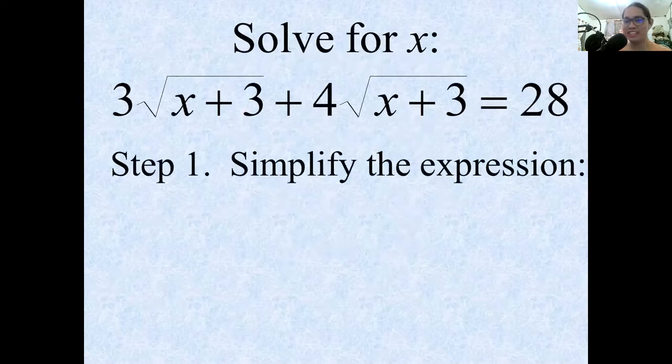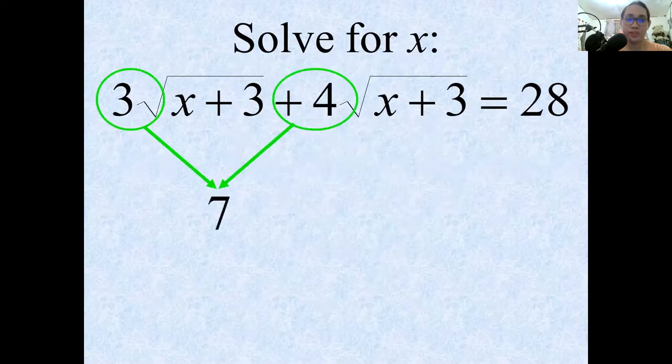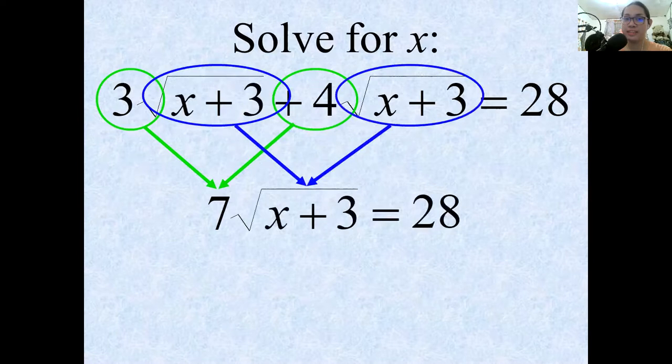Well, a while ago it was only one radical, but this time there are two radical symbols. So that is exciting to solve. Step number one, we have to simplify the expression. We all know that they have the same radicand, square root of x plus 3, so we can just add their coefficients, 3 and 4. Since they have the same radicand, you just copy it: square root of x plus 3. Then you add 3 and 4, which is equal to 28.